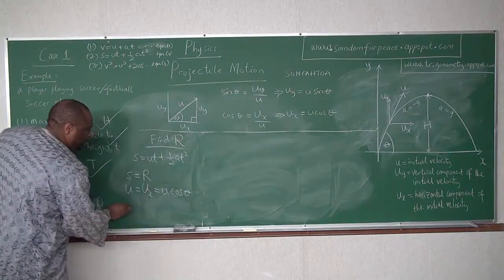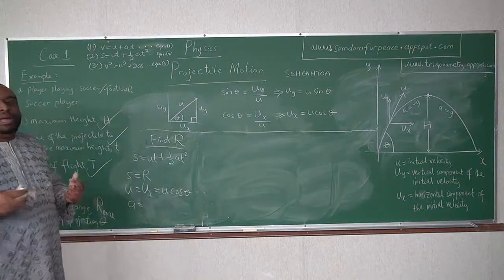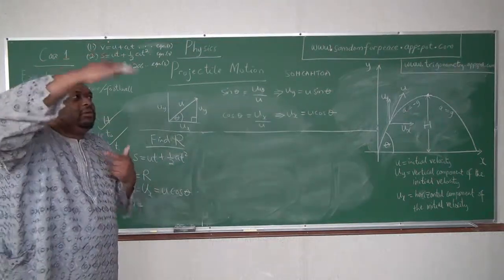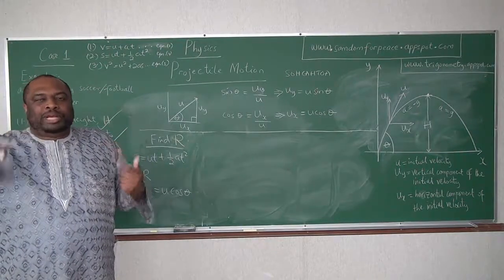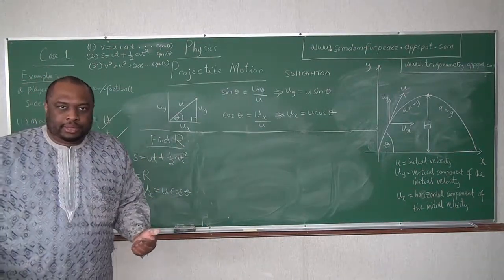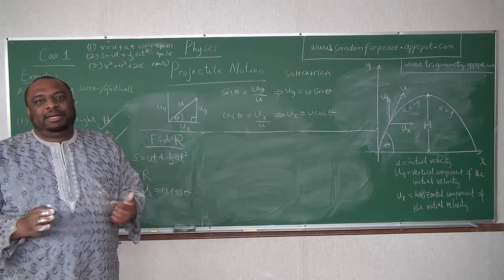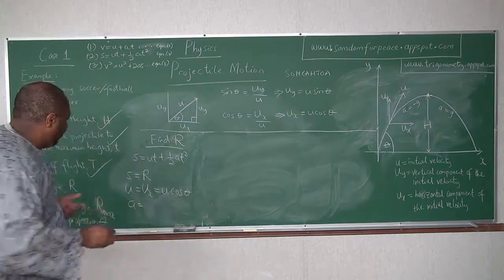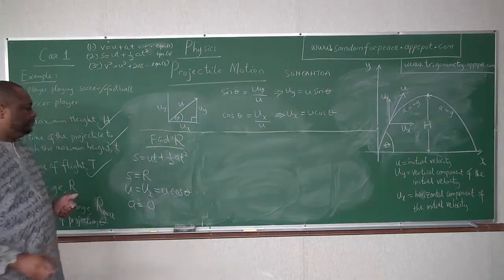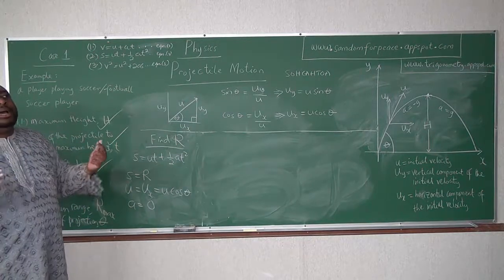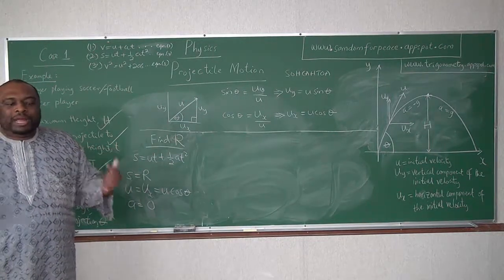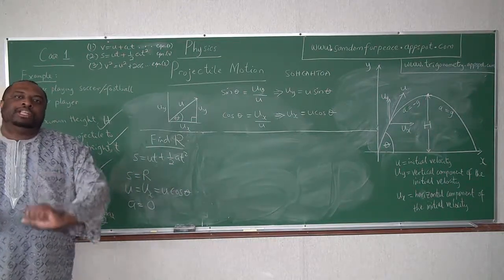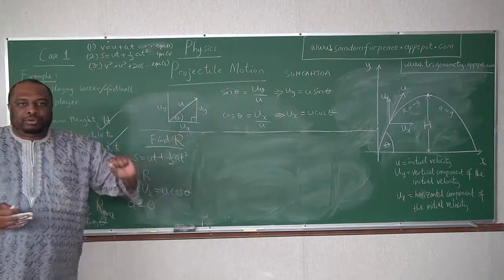Then our a, in this case, we are looking at the horizontal part, not the vertical motion. In the range, gravity does not come into play. So our a is going to be 0, because we are looking at the horizontal distance, so horizontal motion, not vertical motion.